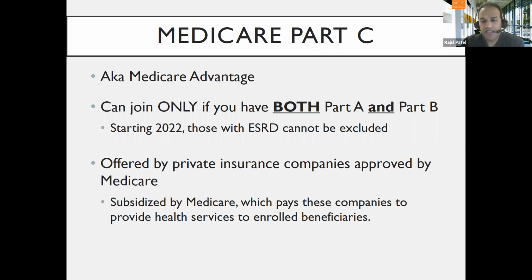Medicare Part C, you can only join if you have both parts of original Medicare. For some reason, if you only have one part of original Medicare, and there are some people who do, you cannot join a Part C plan. Most people who have both parts of original Medicare have the option to join a Part C plan. The one exception has been individuals who have end-stage renal disease.